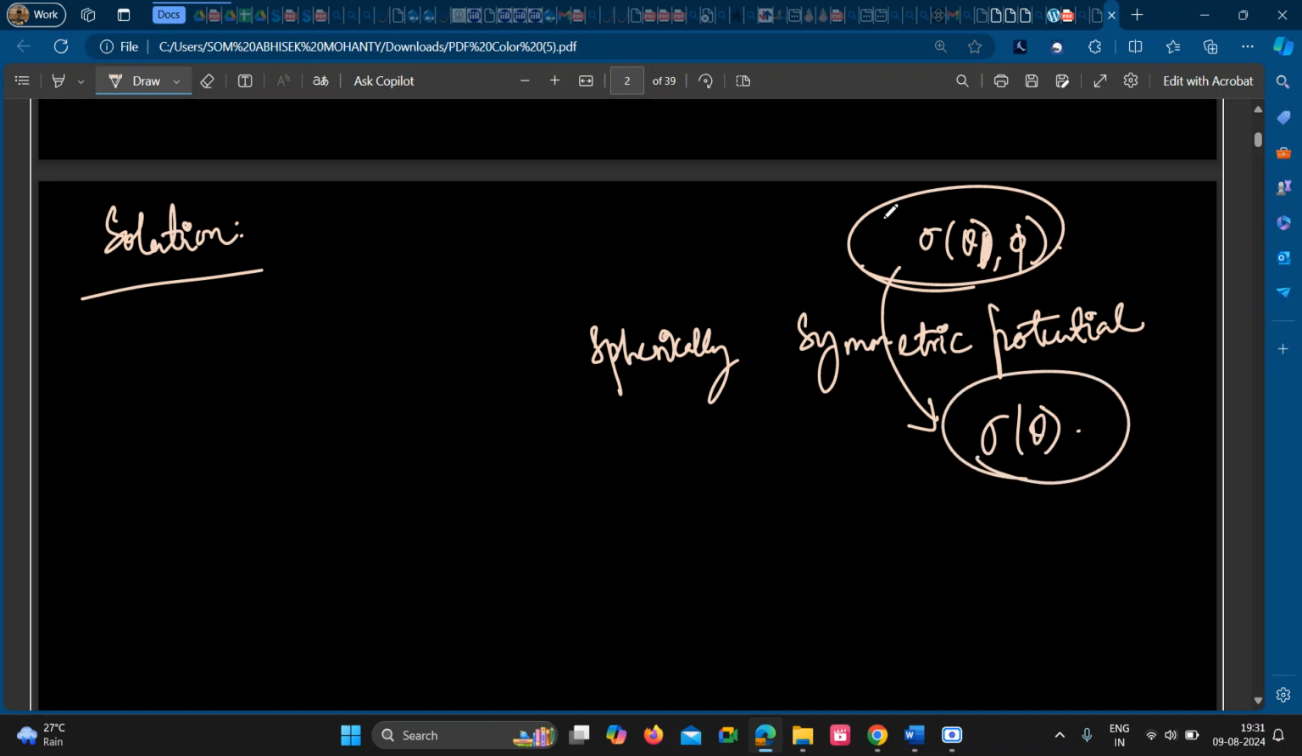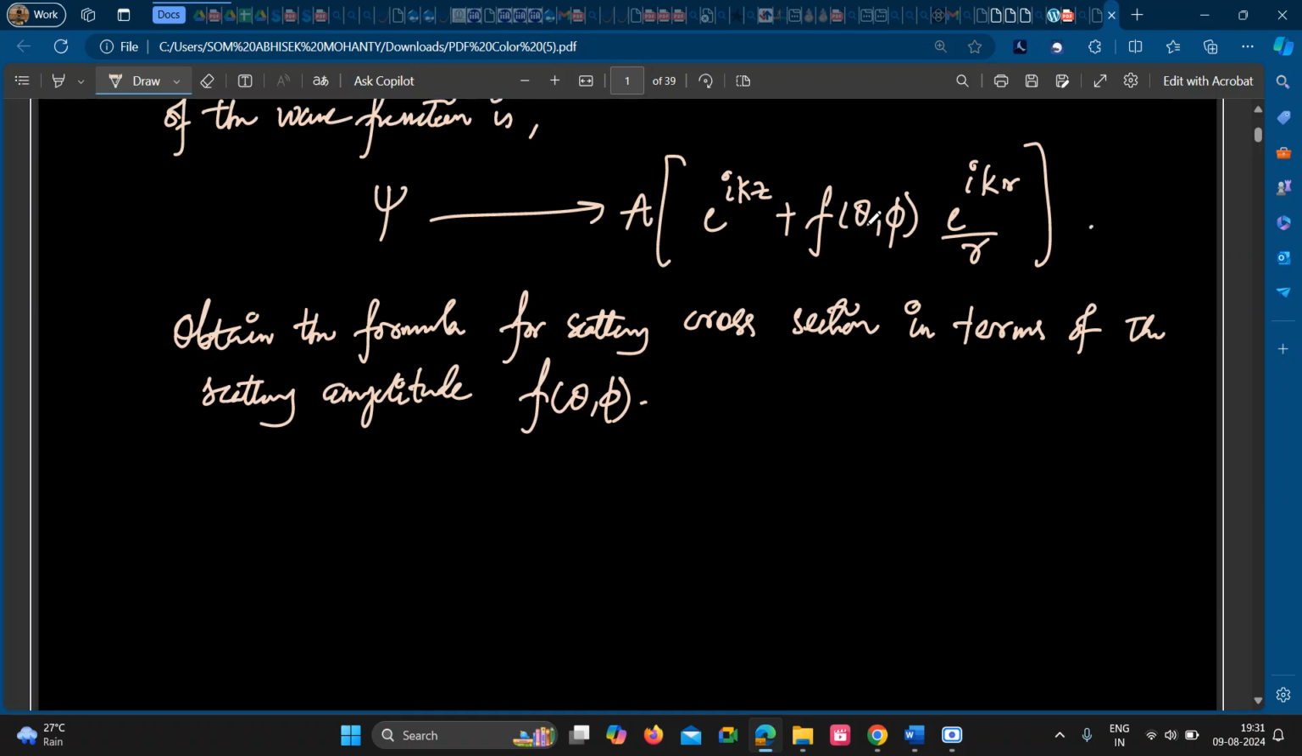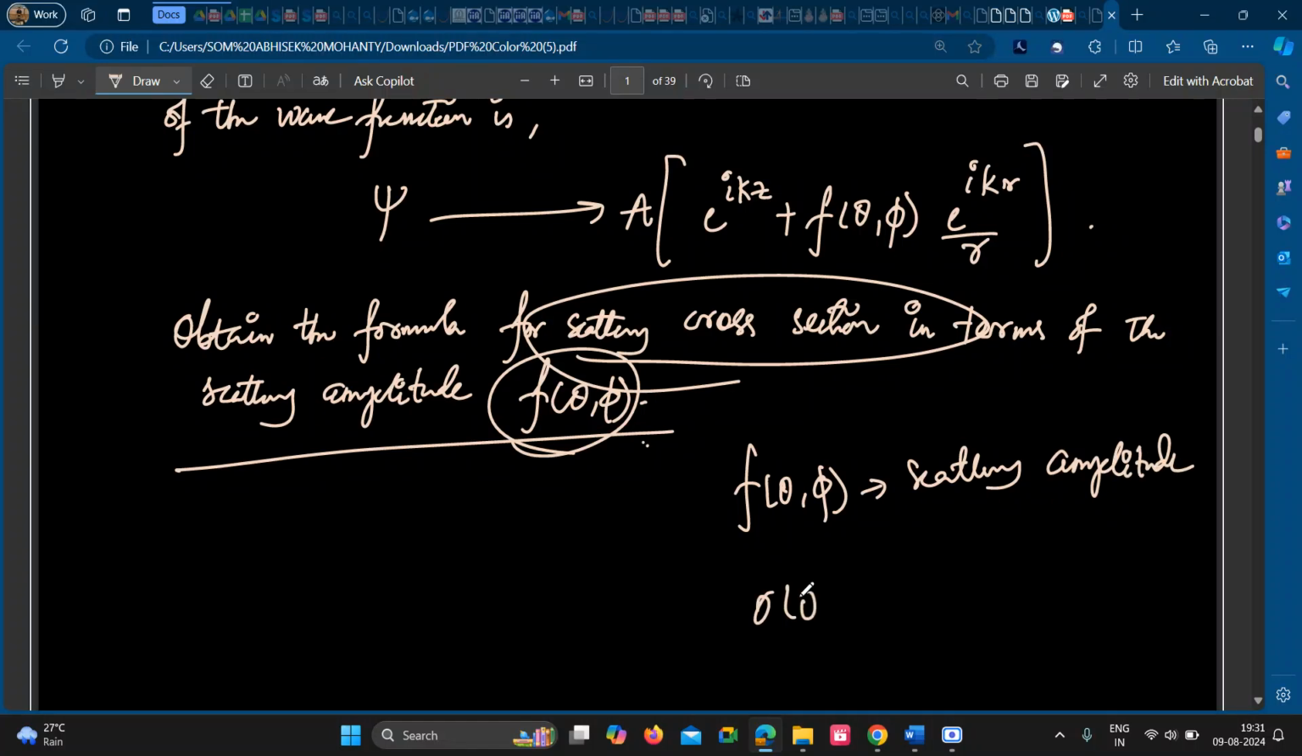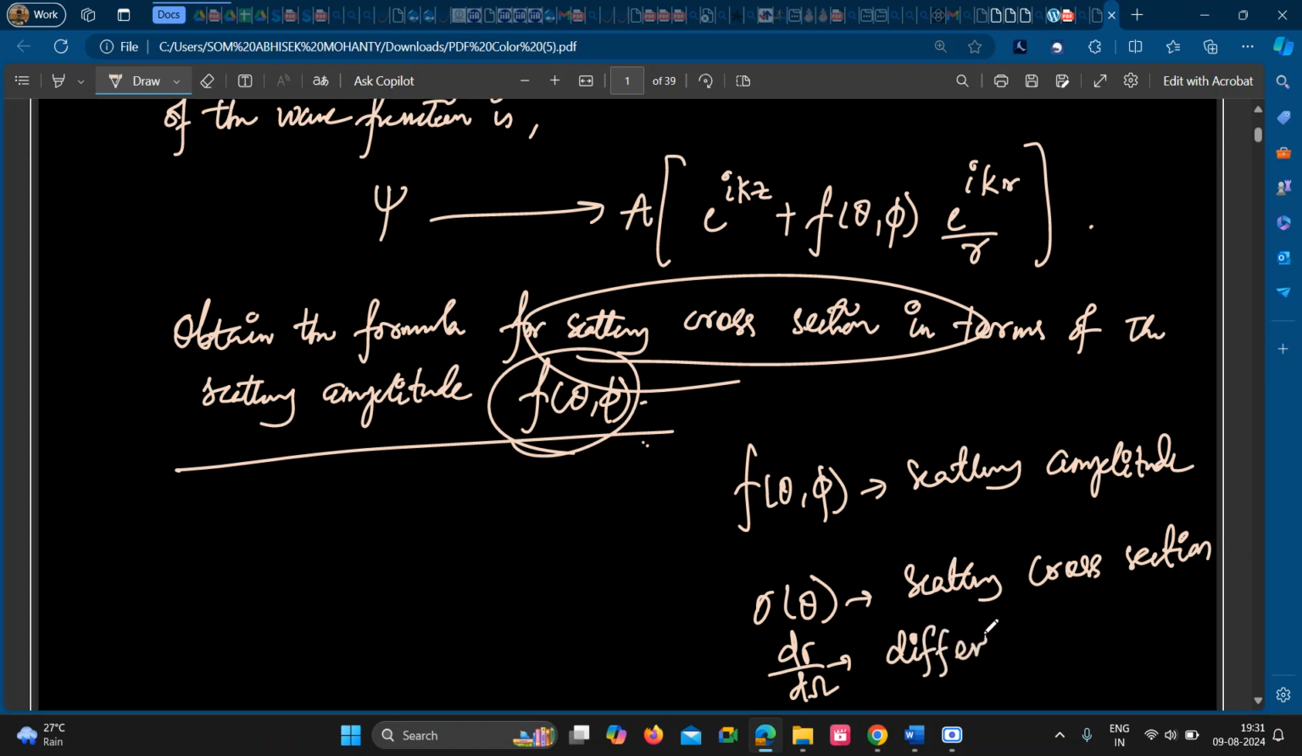We are asked for the scattering cross section in terms of the scattering amplitude f of theta. This f of theta phi is called your scattering amplitude, and your sigma theta is your scattering cross section. Your d sigma by d omega is called your differential scattering cross section. So these are the terms that you need to remember: differential cross section or scattering cross section.